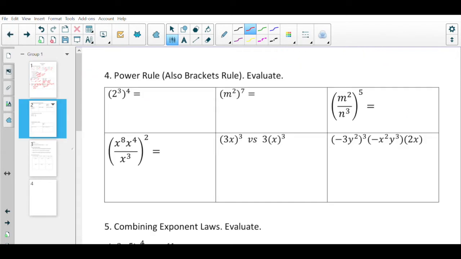Next page. Power rule, or the power of a power rule. Also the brackets rule, evaluate. So when we have a power, an exponent of an exponent, we multiply the exponents. So that's the rule. So that's 2 to the 3 times 4, and that's 2 to the 12th. m to the 2 times 7, that's m to the 14th.